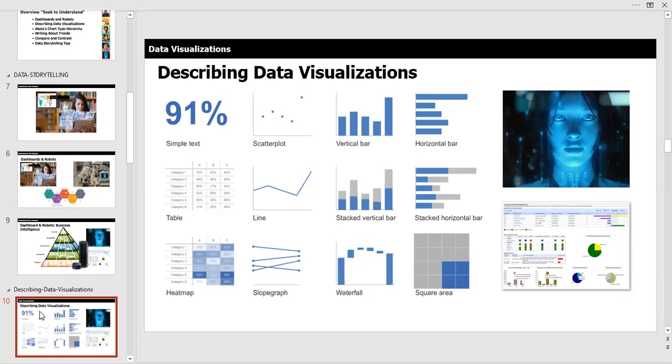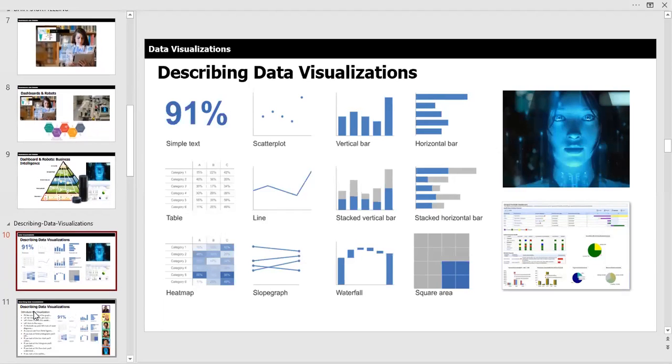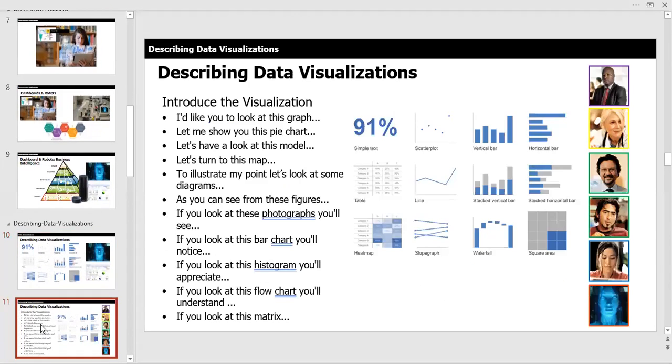All right, now what we're going to do here is walk you through the process of actually communicating at a high level. When you begin the process of describing data visualizations, the first thing you want to do is introduce the visualization.